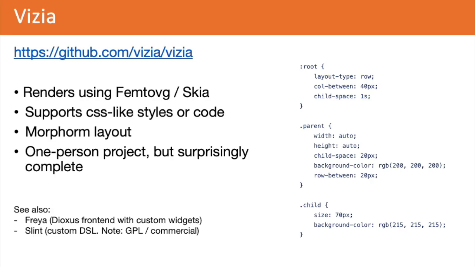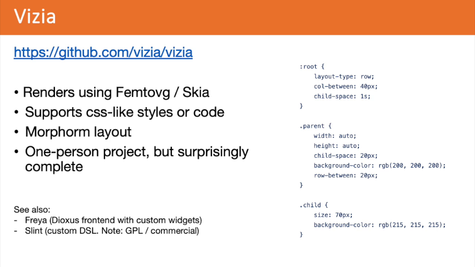And then on the other side of things is Vizia, which is taking the other side of the web. If you look at the code example, it's literally using CSS-like syntax, but the actual properties it's representing, some of them are the same as CSS, like the background color, but things like col-between or child-space are not CSS layouts. So the actual layout model is different.